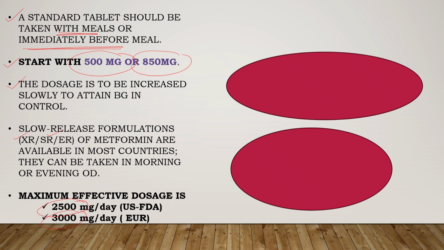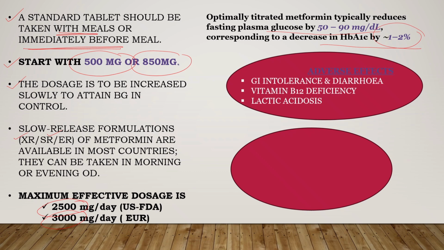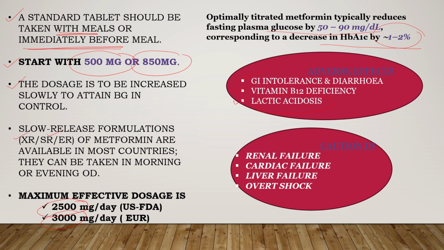What can we predict in a patient when we give metformin? It decreases the fasting plasma glucose level by 50 to 90 milligram per deciliter and decreases HbA1c by approximately 1 to 2%. It can cause GI intolerance, vitamin B12 deficiency, and lactic acidosis, because it can cause anaerobic glucose metabolism. Be cautious in renal failure, cardiac failure, liver failure, and alcohol overdose, because it can produce minor amounts of lactate.